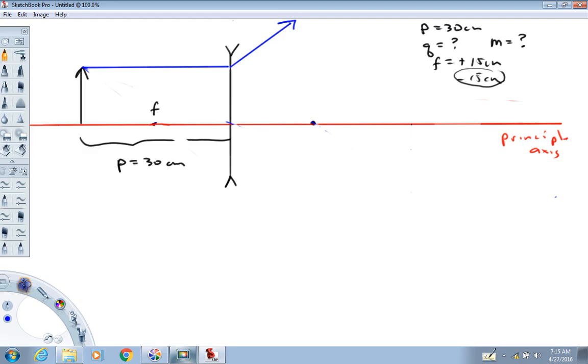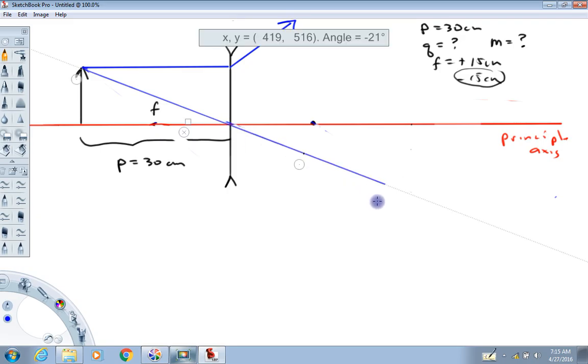Next principal ray. A ray that goes through the center of the lens just keeps on going. Again, that's because the center of the lens is basically vertical at that point. Now, first thing to realize is these rays never cross over on the right, so the image is not formed over on the right. The image is going to be formed over on the left somewhere.